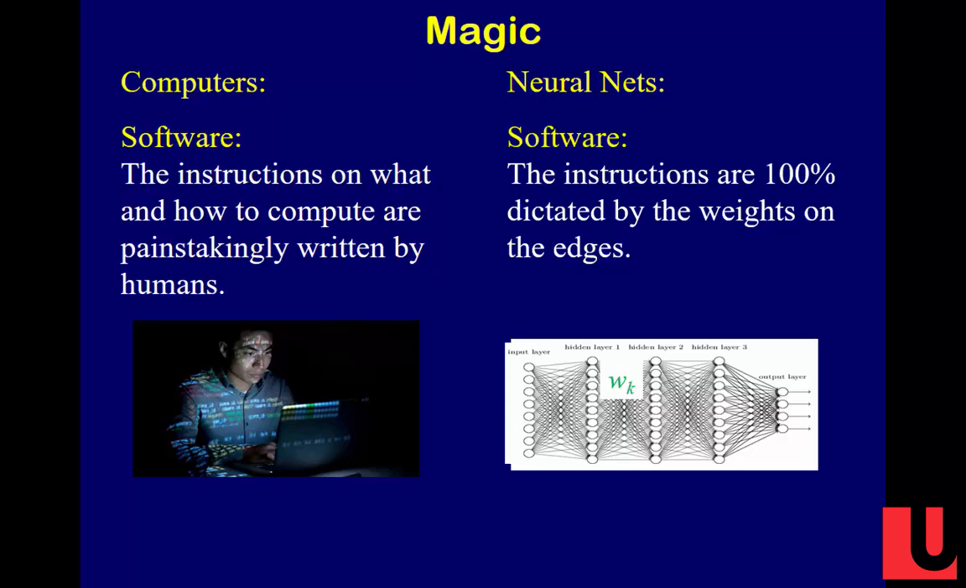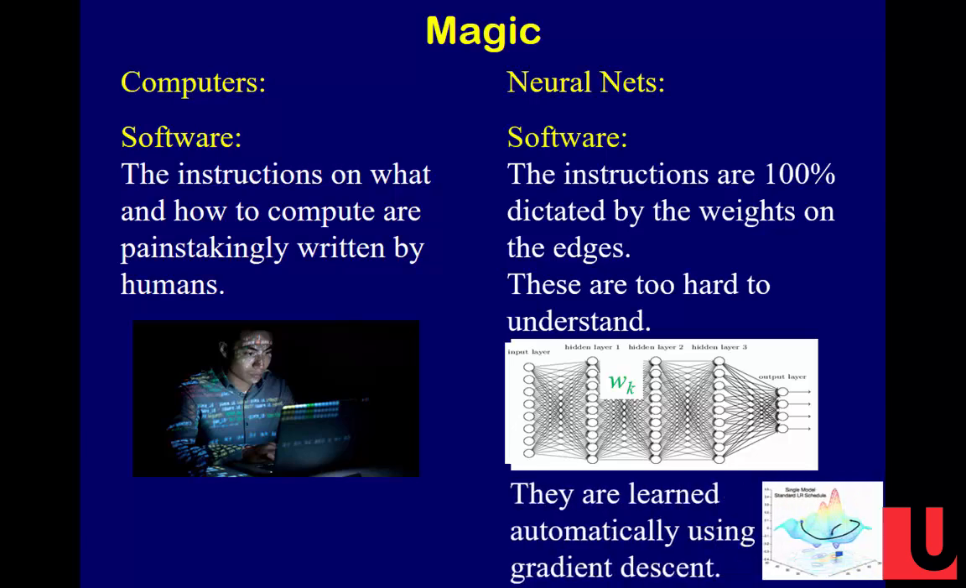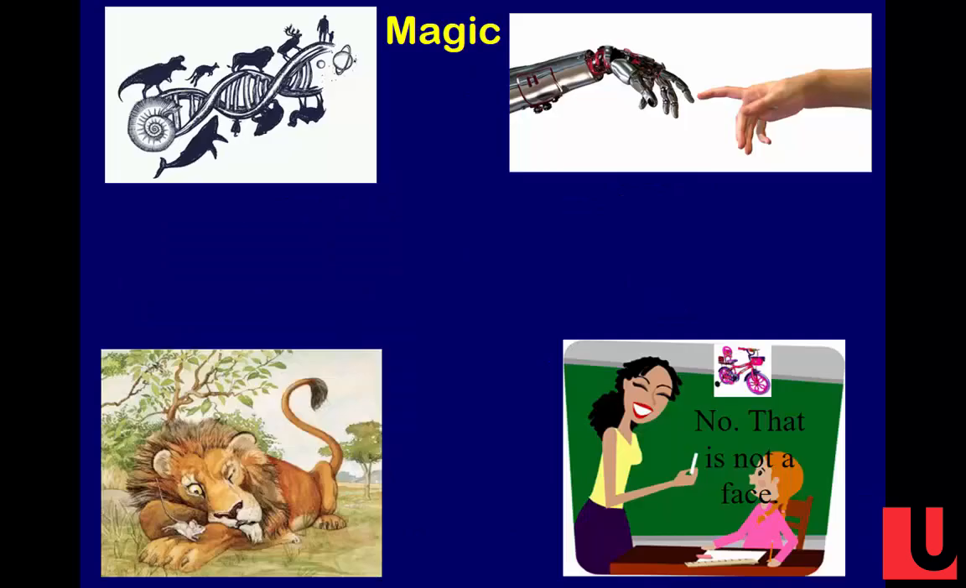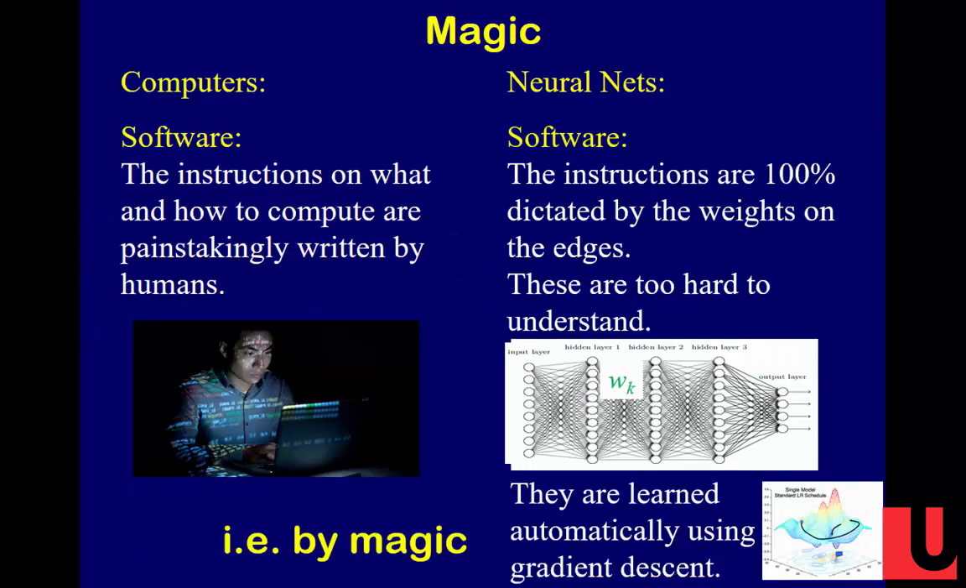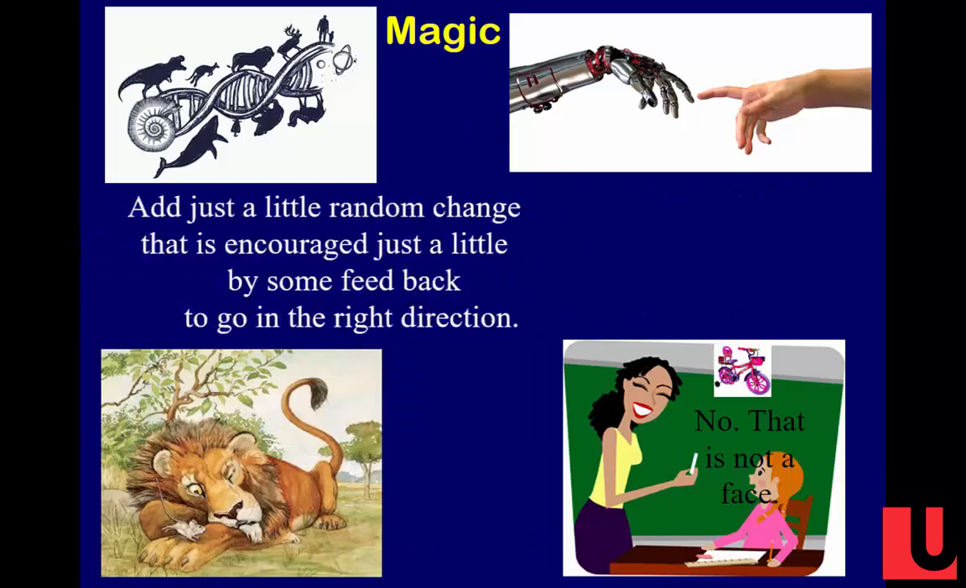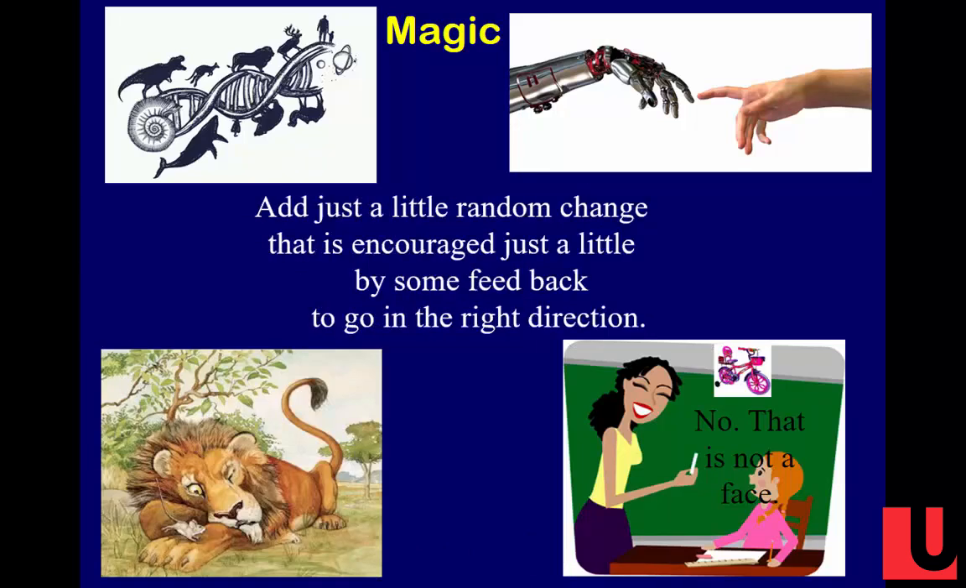Then what's the software? What is the weights? And where do the weights come from? Well, they're too hard to understand, and we generate them with gradient descent. We learn them. Everybody good? All right. Which to me is magic. All right. What else do we know?